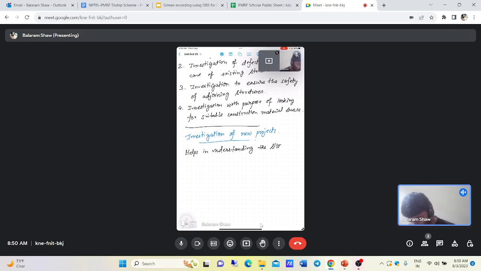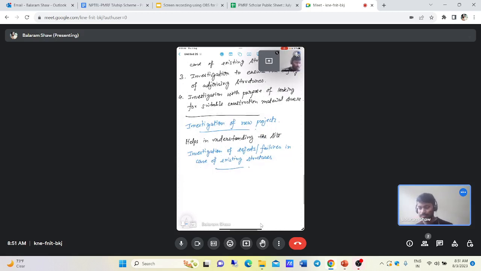Similarly, what we go for is the investigation of defects or failures in case of existing structures. So it will help us in giving some remedial measures for any kind of failure, right? So it will help us understand whether the actual defect lies in different aspects.